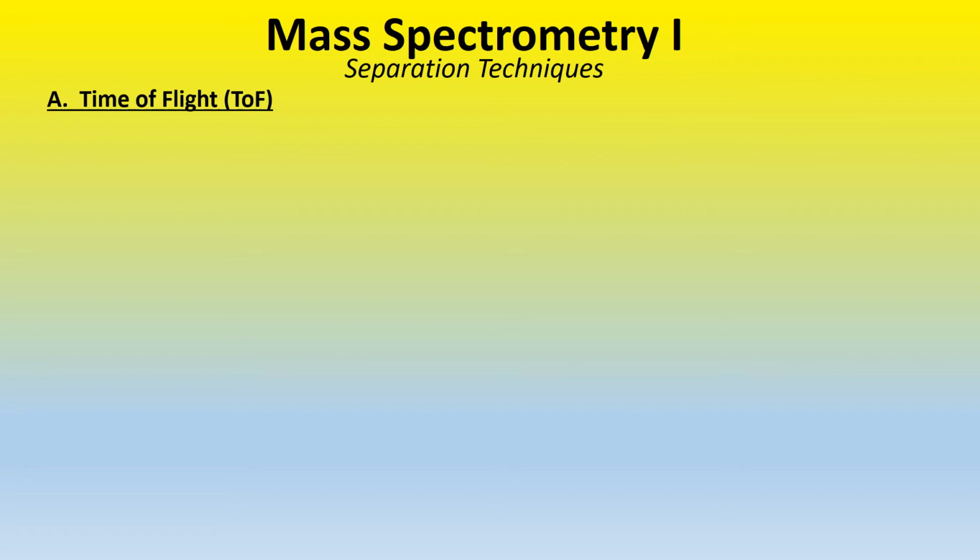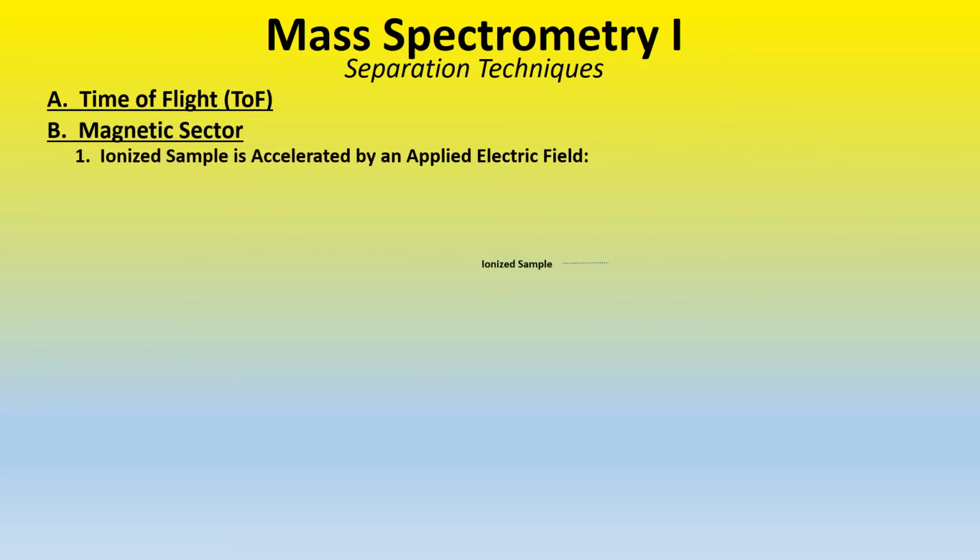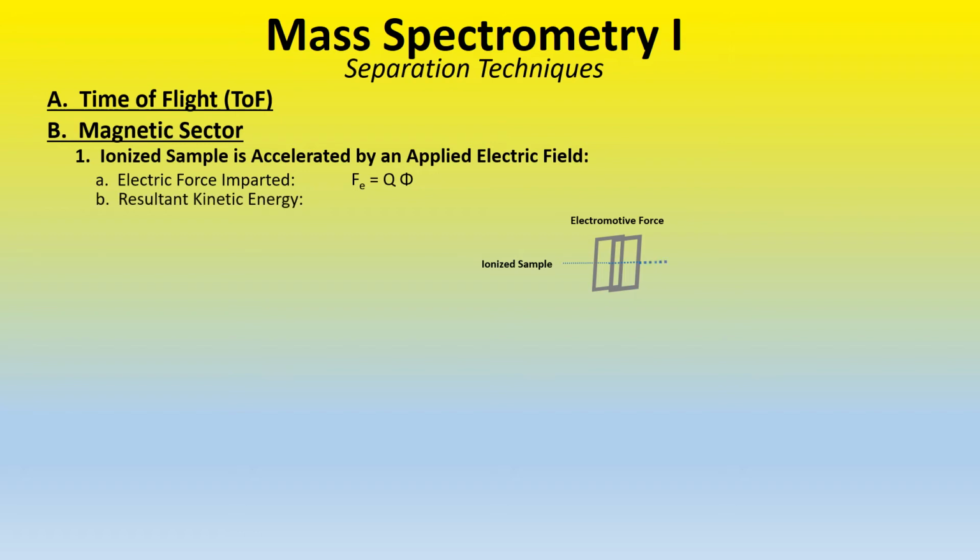The oldest type of detector was called a magnetic sector detector. In this case, the ionized sample is accelerated by an applied electric field. This imparts an electromotive force, Fe, which once again is the charge on the particle times the voltage, and gives a resultant kinetic energy, once again, 1/2 mv squared.